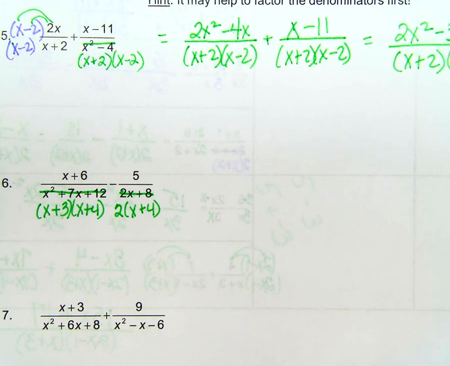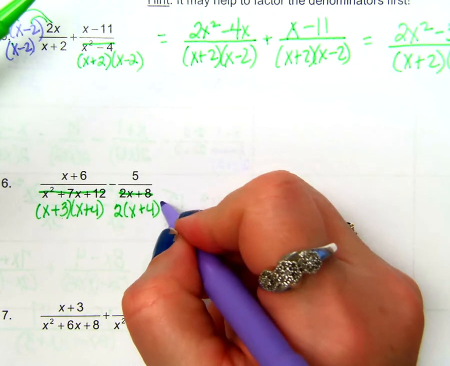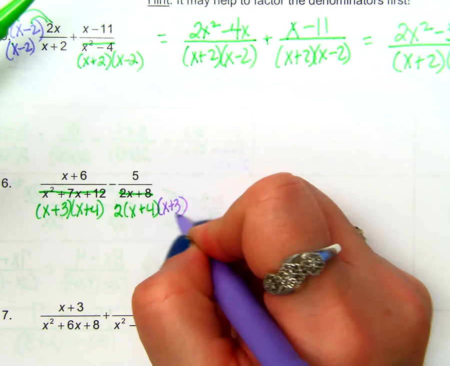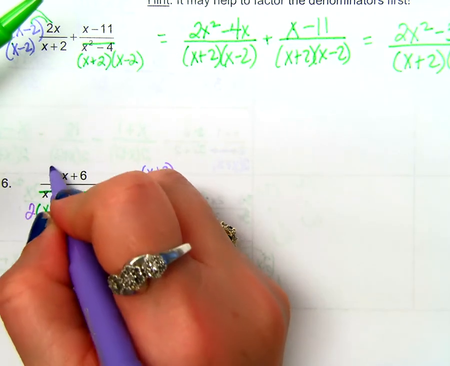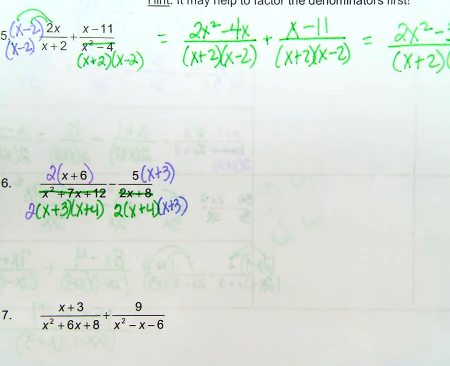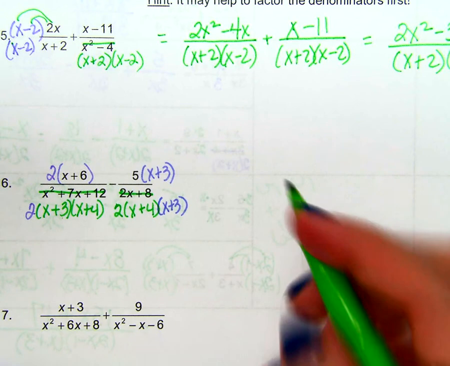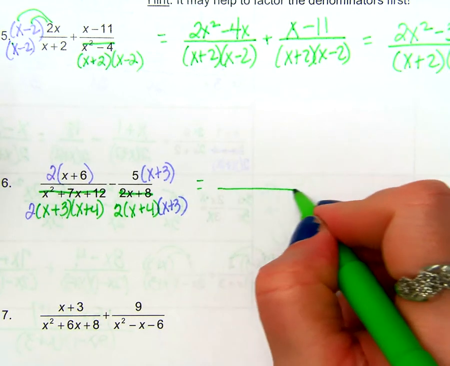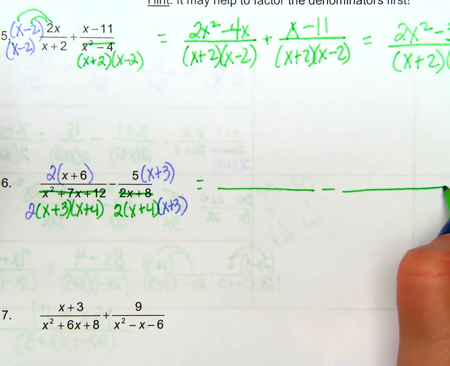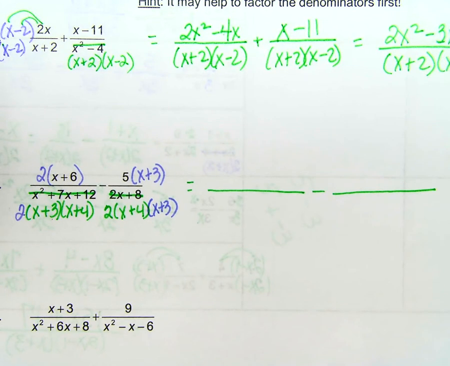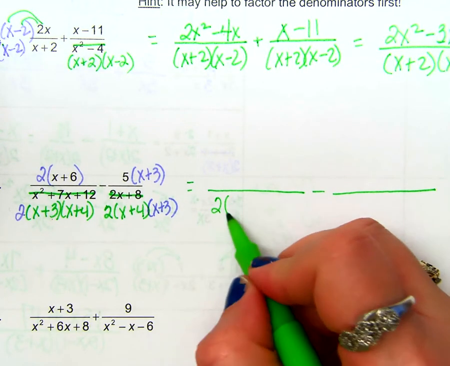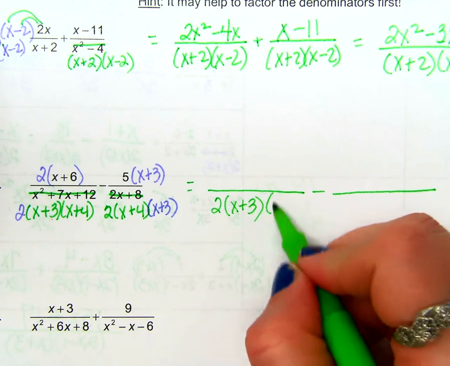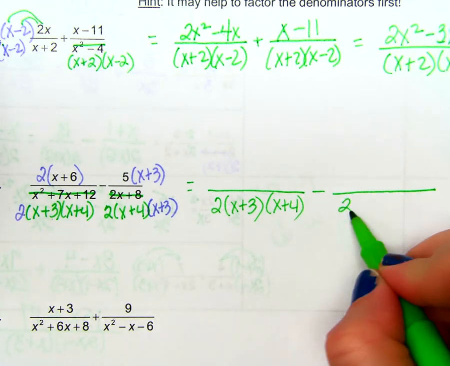So what do you notice? There's no x plus 3 in the second part, so I need one. And there's no 2 in the first part, so I need that, don't I? So what do I end up with? Well, the denominator is going to be the denominator. 2 times x plus 3 times x plus 4 is my denominator.